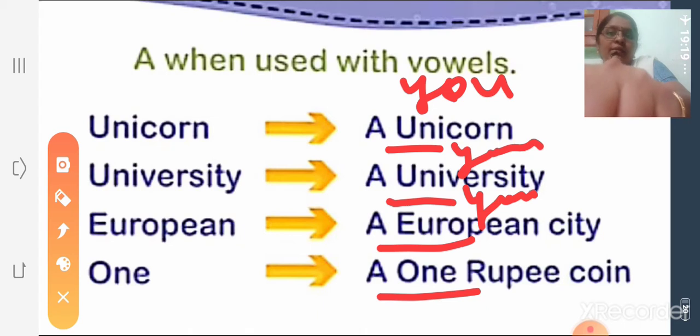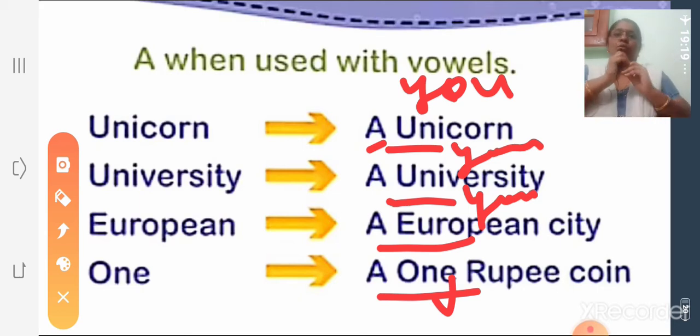So that is why Y is a consonant sound, and that is why a is used. And then here it's 1 rupee, va sound, V sound. So that is why it sounds like a consonant sound. A sound, a 1 rupee coin. Okay, so keep all these exceptional words in your mind. Don't make mistakes when you write.